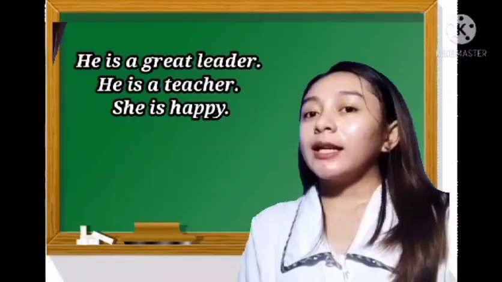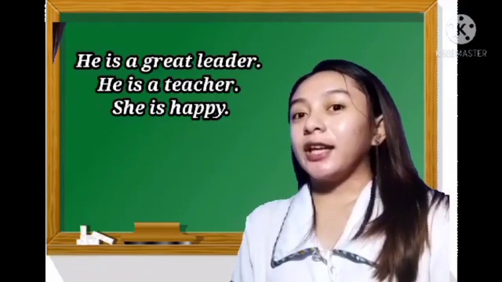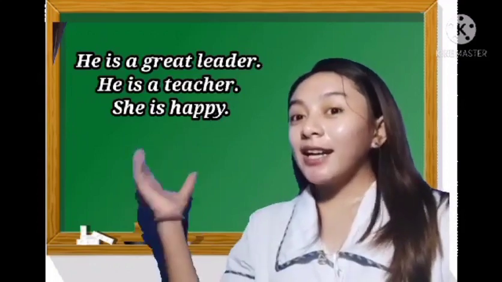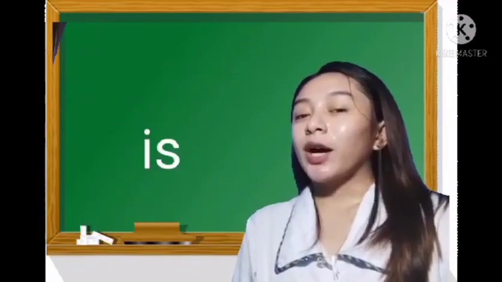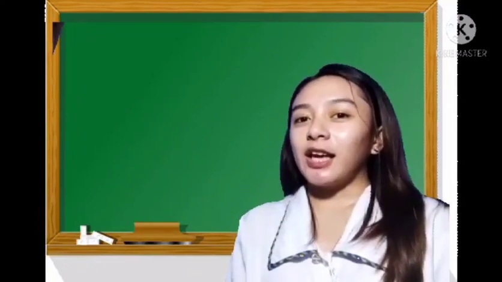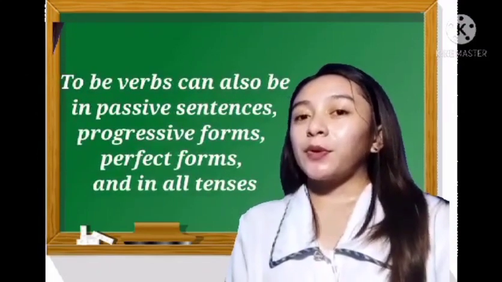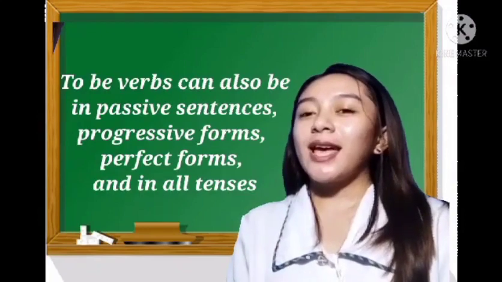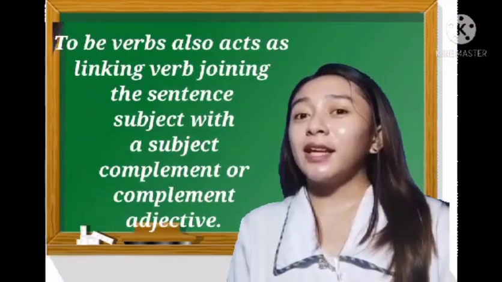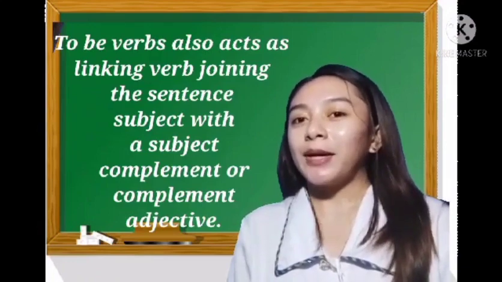For example, he is a great leader. He is a teacher. She is happy. The to be verbs in these sentences are is. The word is are used to describe the subjects he, she, and he. To be verbs can also be in passive sentences, progressive forms, perfect forms, and in all English tenses. To be verbs also act as linking verbs joining the sentence subject with a subject complement or complement adjective.